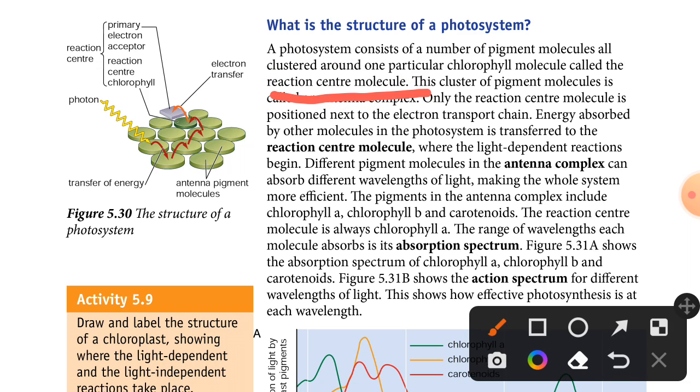It is also a chlorophyll molecule. So this cluster of pigment molecules is called an antenna complex.